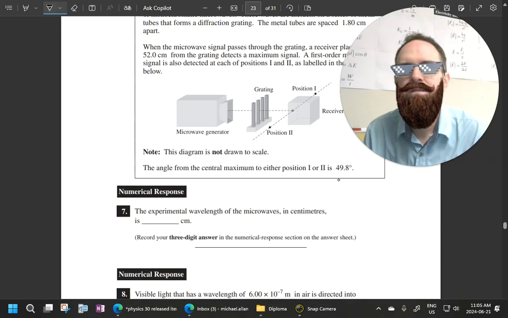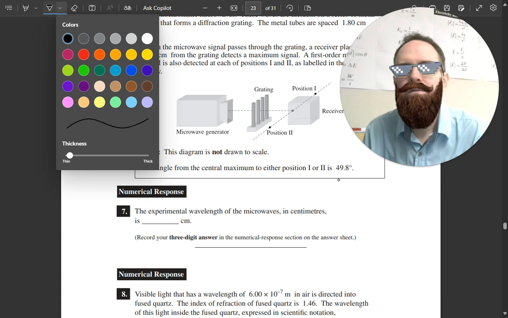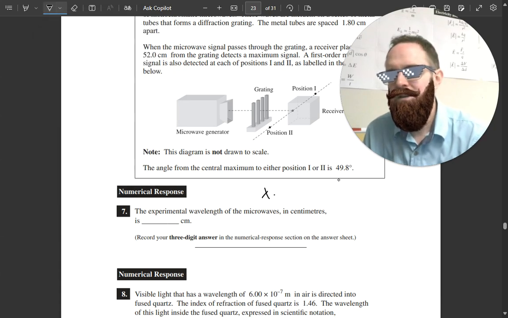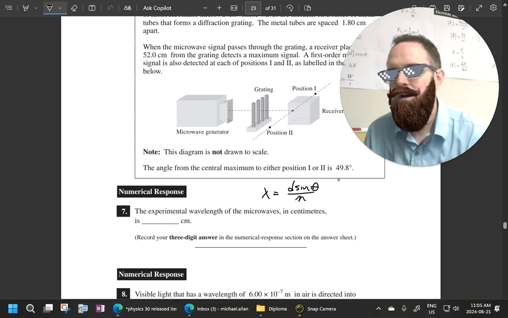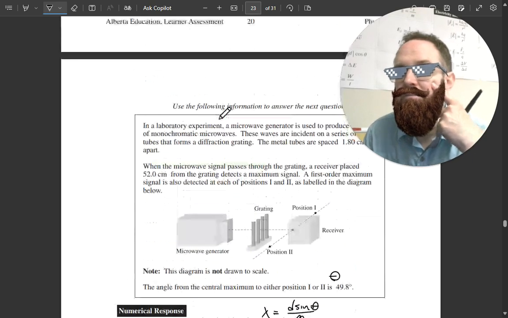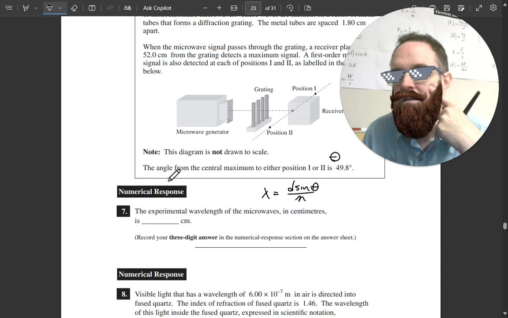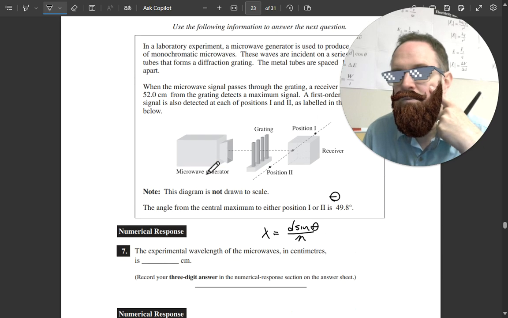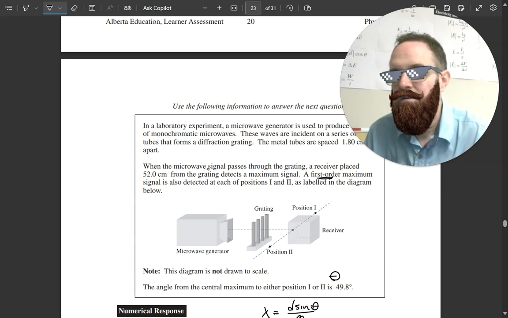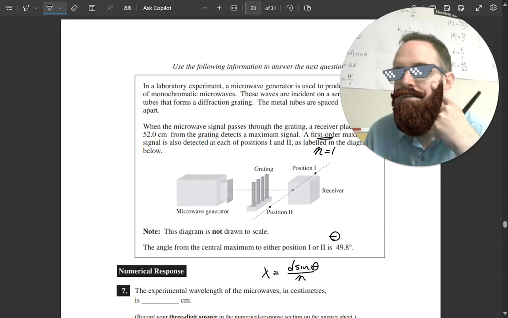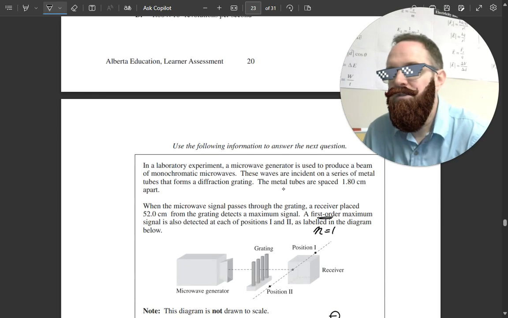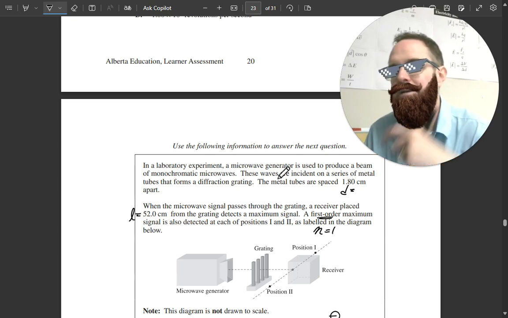So we're going to use our formula here. Lambda is equal to d sine theta over n. So we got theta. Awesome, right there. Now, do we have d? The receiver is placed this many centimeters from the diffraction grating. The central maximum into position 1. Position 1 is the first order, right? Yep. This is the first order, so that means n is equal to 1. All right, and oh, the tubes are this distance here, so that's my distance, and this is my L, all right?